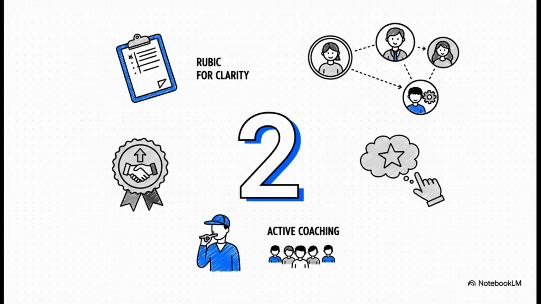Now, pay close attention to the teacher's role here. They don't just step back and say, go. They are actively coaching. They're providing a rubric for clarity, maybe assigning roles to make sure everyone's involved, reminding students of those norms they created, and giving feedback all along the way. That's what great facilitation looks like.